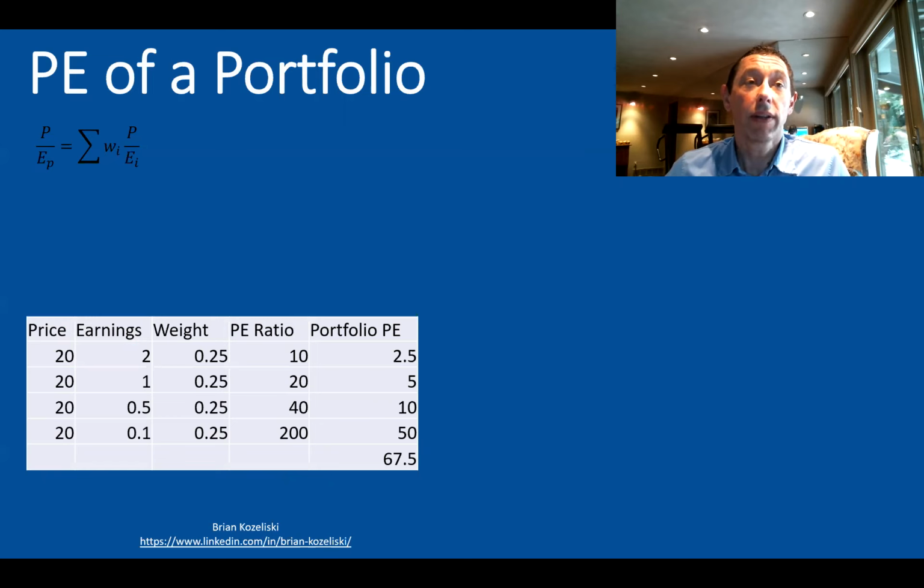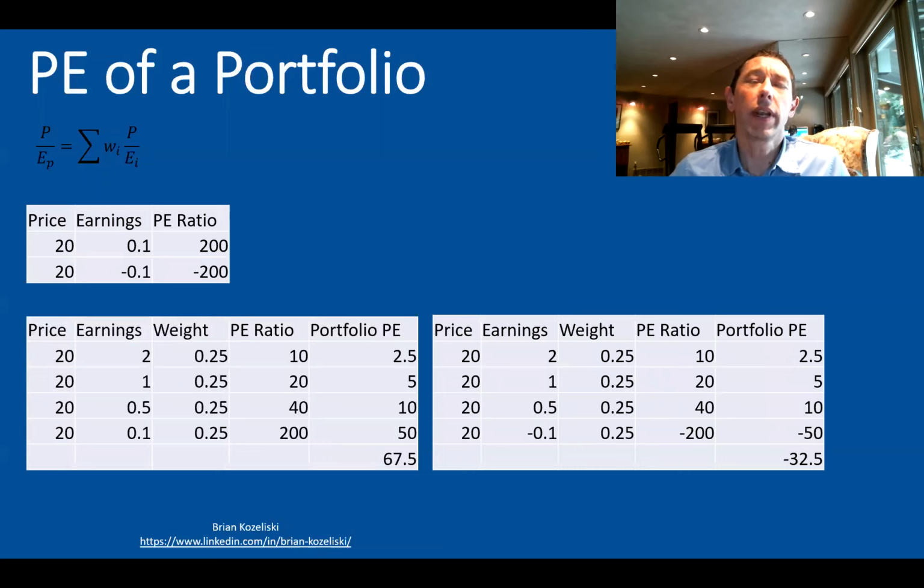Intuitively, we want to say that the PE of a portfolio is just the weighted average of the PEs of the individual assets. If we do that, here looking at a portfolio, we have again normalized the prices at 20 with some earnings there. We can see they're equally weighted at 25% each. Calculate the PE ratio. We take the weighted average. We get 67.5 as the PE ratio for the portfolio, which seems reasonable, right? We have PEs ranging from 10 to 200. The weighted average seems reasonable at 67.